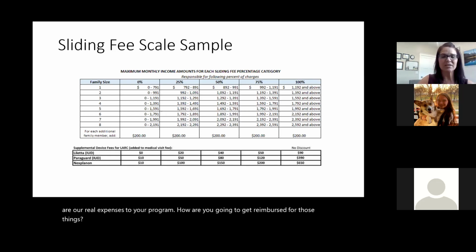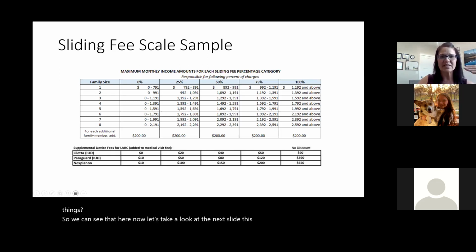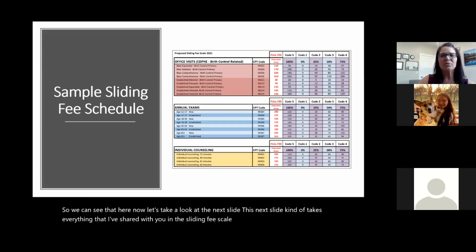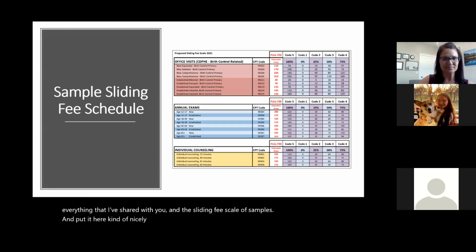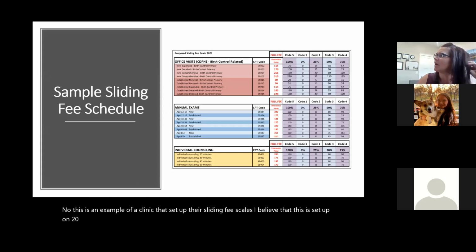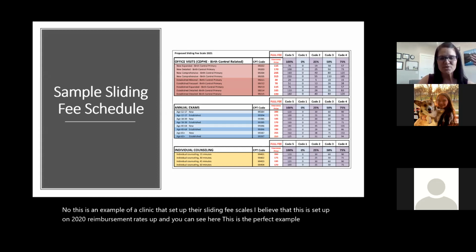Now let's take a look at the next slide. This next slide takes everything that I've shared with you in the sliding fee scale samples and puts it here nicely in more of a clinically appropriate setting. This is an example of a clinic that set up their sliding fee scales. I believe this is set up on 2020 reimbursement rates. And you can see here, this is the perfect example of what to submit for your proposed sliding fee scale.